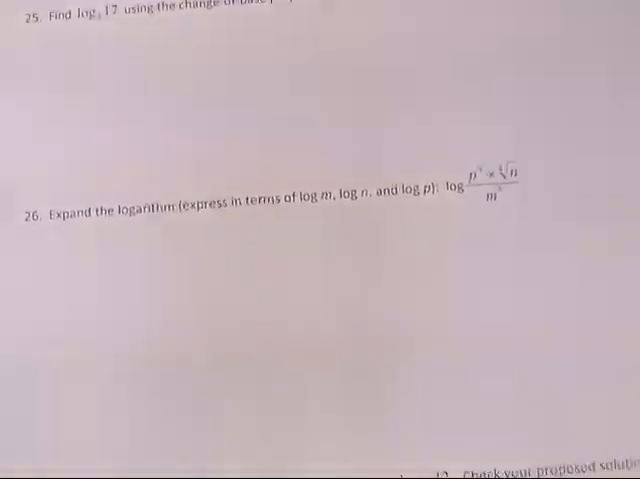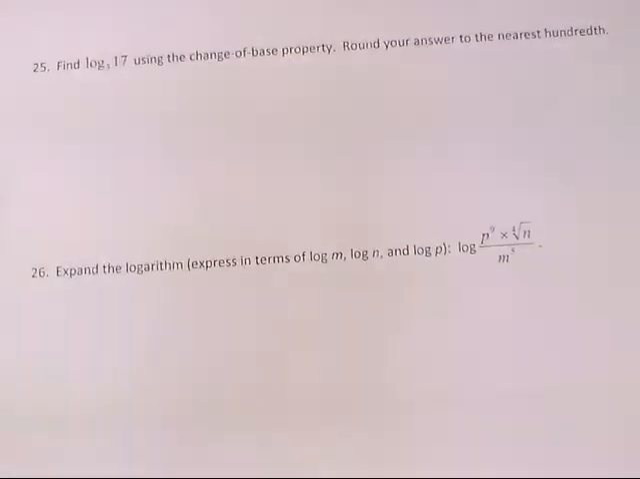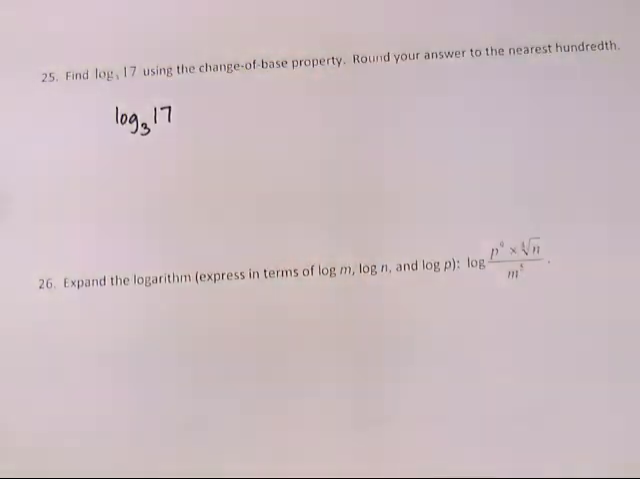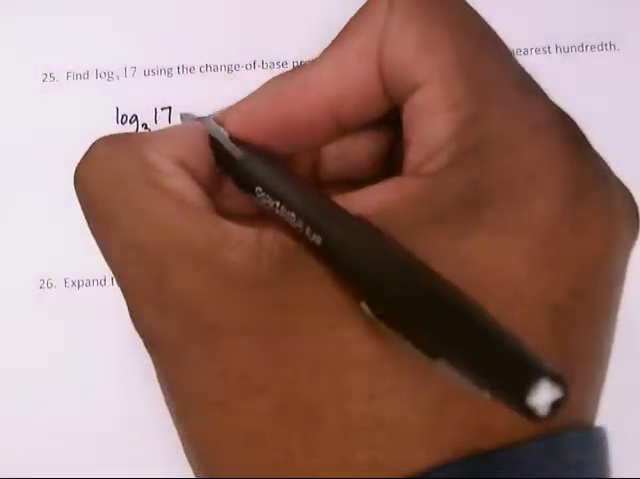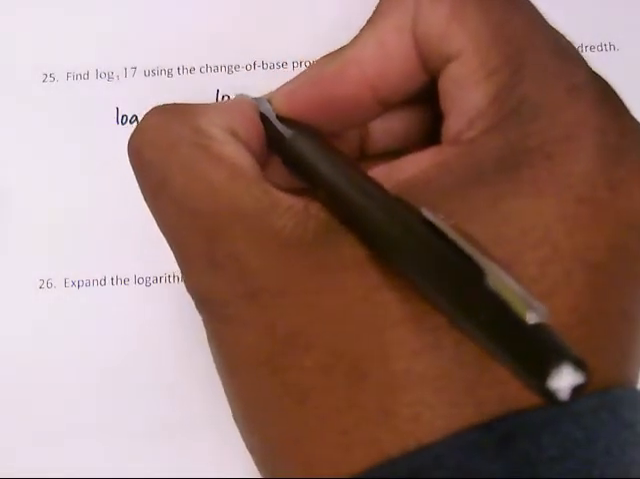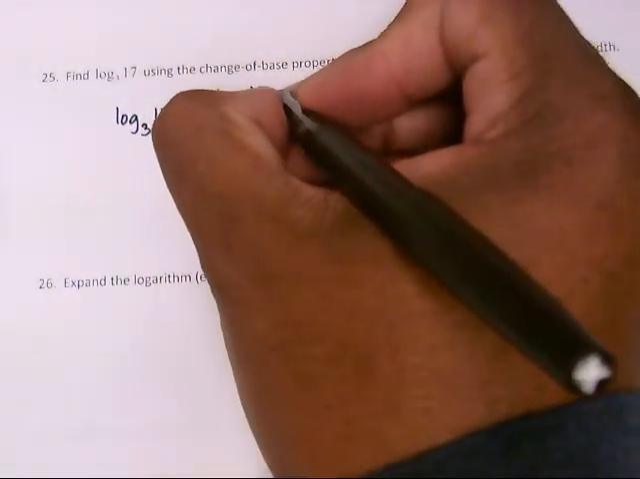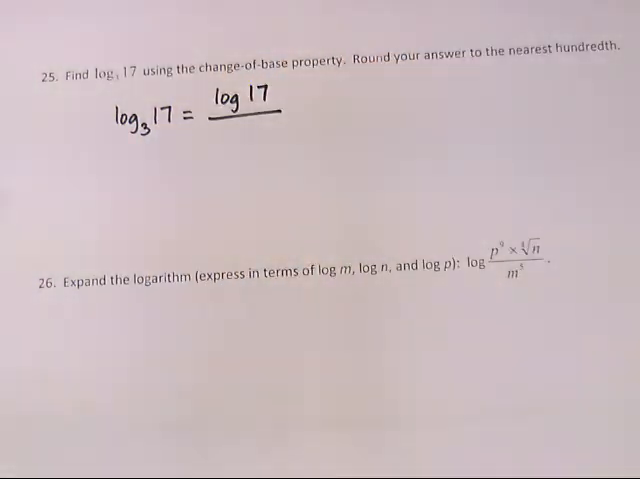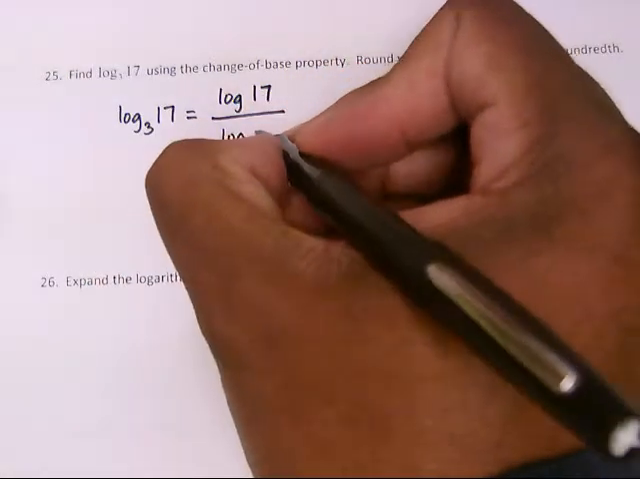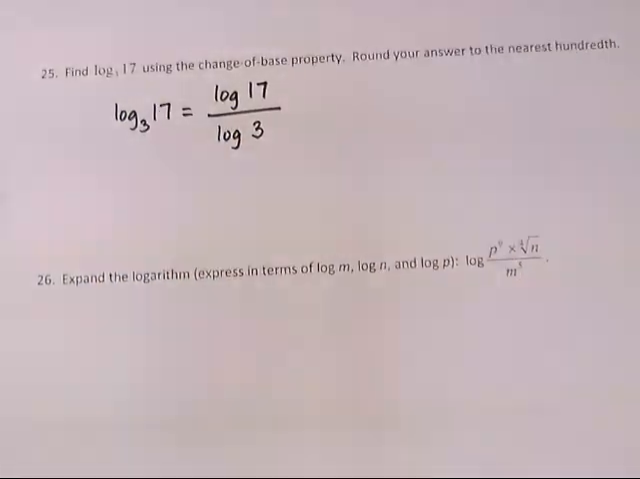All right, number 25. Using the change of base property, we want to find the log to the base 3 of 17. And we're going to round to the nearest hundredth, that means 2 decimal places here. Now, using the change of base property, log to the base 3 of 17 will be this. We take the common logarithm of that number, 17. That's going to be divided by the common logarithm of our base, which is 3.